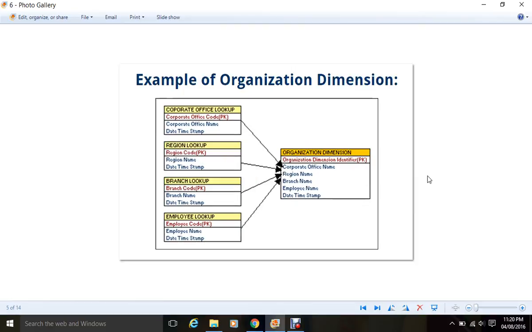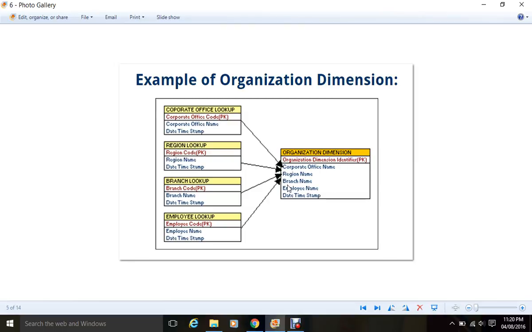Let us move forward to the organization dimension. Organization dimension, as the name suggests, gives the information about the organization. In the relational database management model, all this data would be divided into different tables. But in dimensional modeling, all this data would be stored in one table, namely organization dimension.